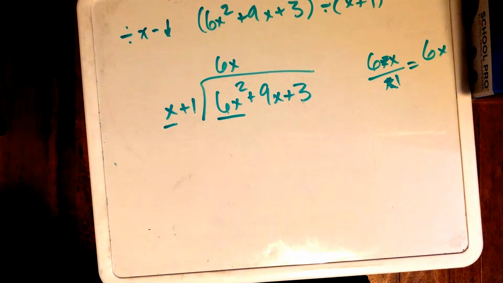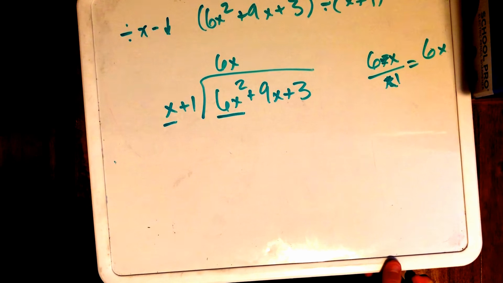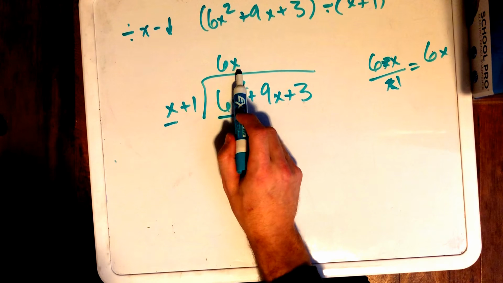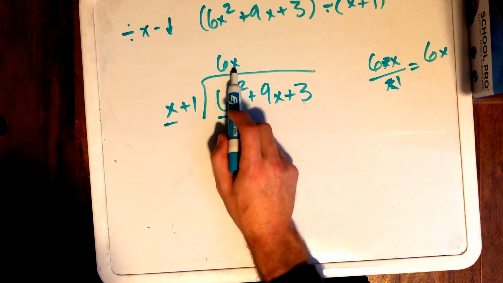Now, just like the division was a little different, our multiplication is also going to be a little different. And the way it's going to be different is that we're going to multiply this 6x not only by our x, but also by our plus 1.